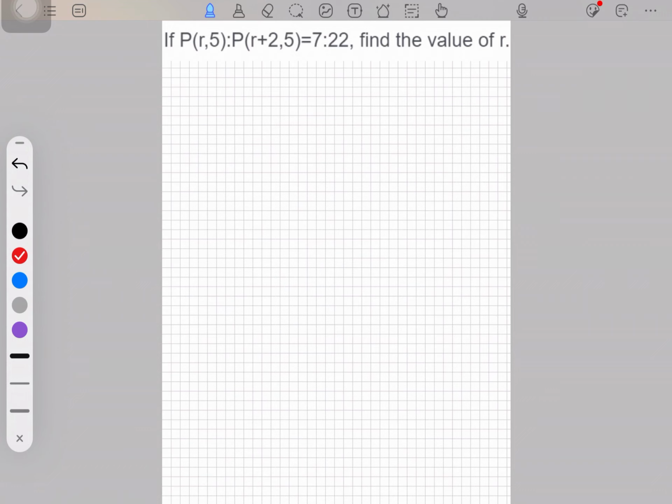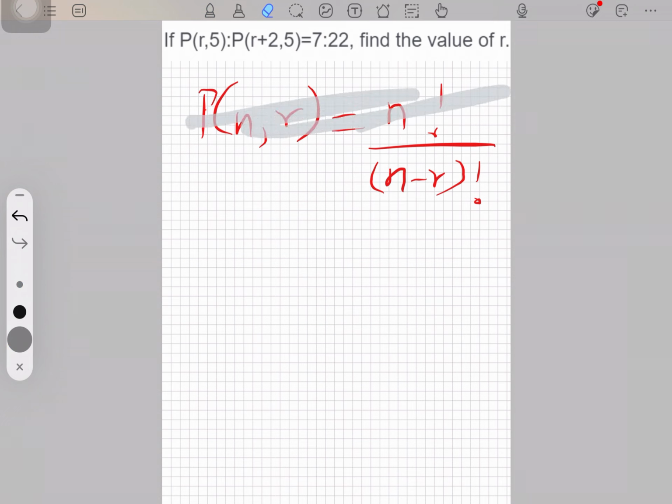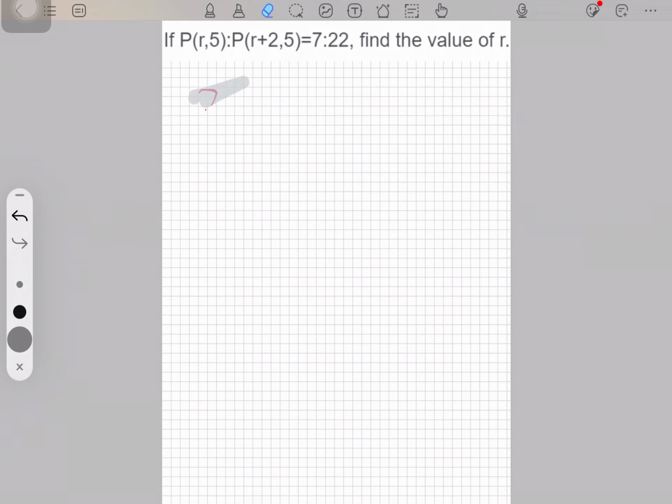So let's recall the formula of permutation. If you have something like this, the formula is n factorial by n minus r factorial. And in permutation, the order of the objects matters. In combination, it does not.